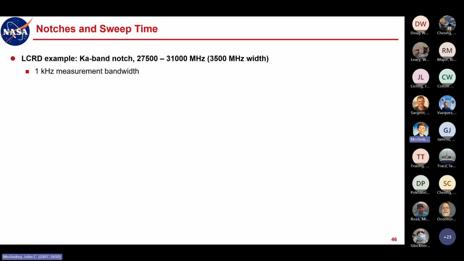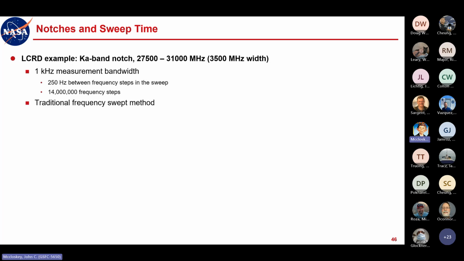Okay. Now they specified a 1 kilohertz measurement bandwidth. So that means that you're going to have 250 hertz between frequency steps in the sweep. That's typically how it's set up: your frequency steps will be 1/4 of your measurement bandwidth. So that means you have 14 million frequency steps.